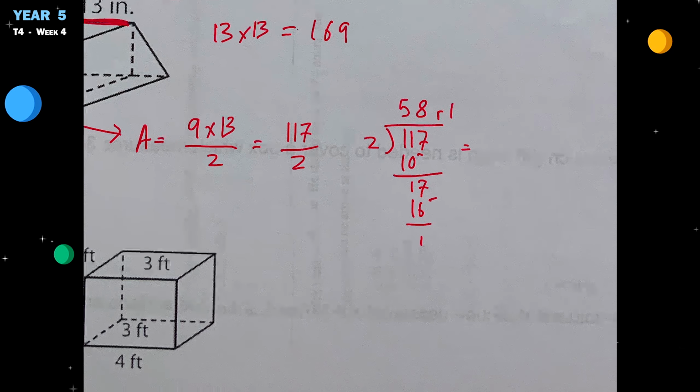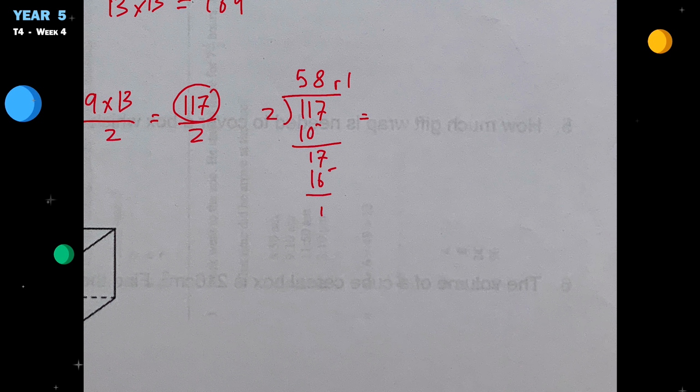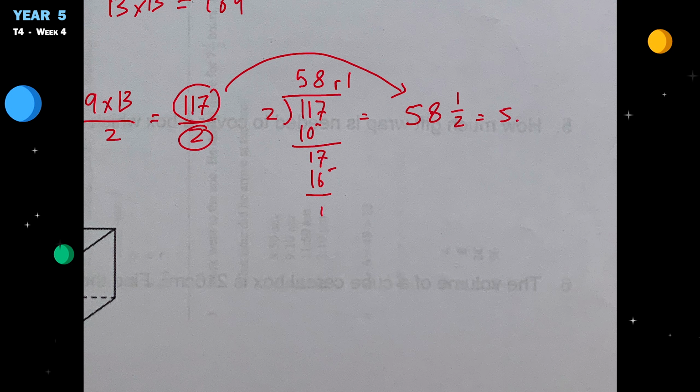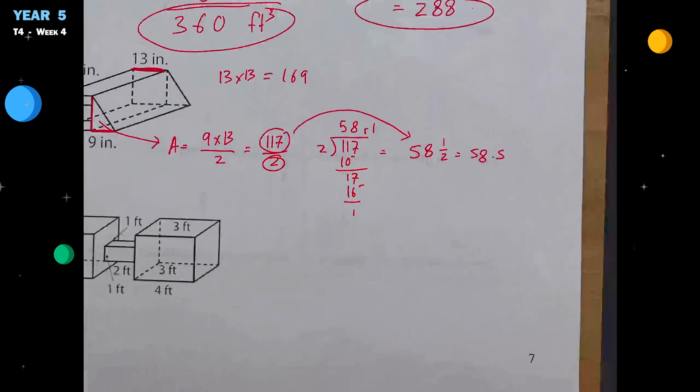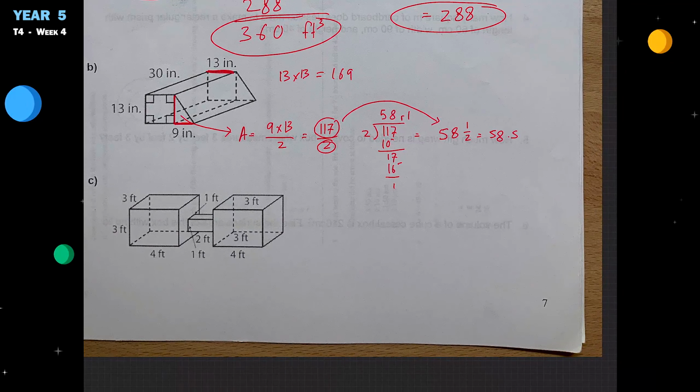So that means when you take this top number divided by this bottom number, when we go from improper fraction to mixed numerals, you're going to get 58 and remainder 1 on 2. So that means 58.5. Alright, so now we have the cross-section area. Actually, that's the area of the triangle. The cross-section area is a combination of the area of the square plus the area of the triangle.